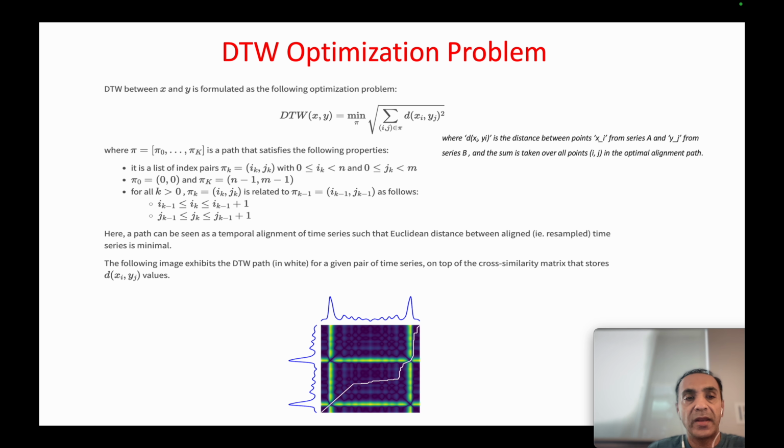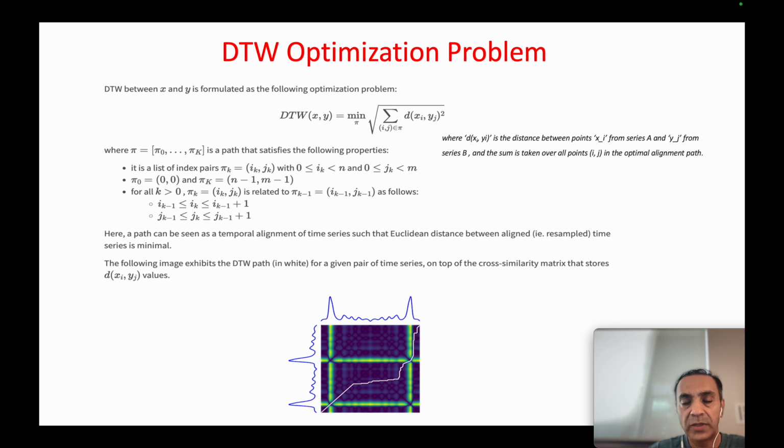So the properties are defined here, you can read that. Basically the path can be seen as a temporal alignment of time series, such that the Euclidean distance between aligned or resampled time series is minimal. And when that distance is minimal, that's what the temporal alignment is. The following image shows the DTW path in white for a given pair of time series x and y, on top of the cross-similarity matrix that stores the values of distances among all the elements of sequence x and sequence y.